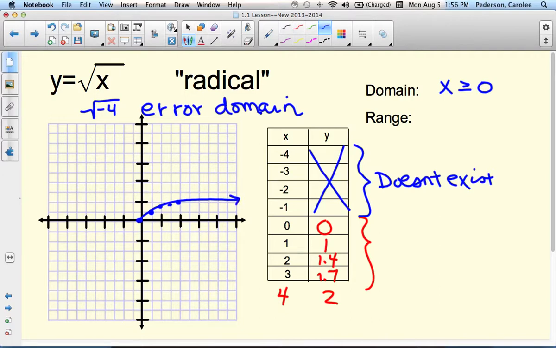Now it's asking you for the range. What are the y values? So this is my x and this is my y. Is anything happening down here on the y-axis? No, nothing is happening down there. So we have to think that this graph, its range, has to be greater than or equal to 0.